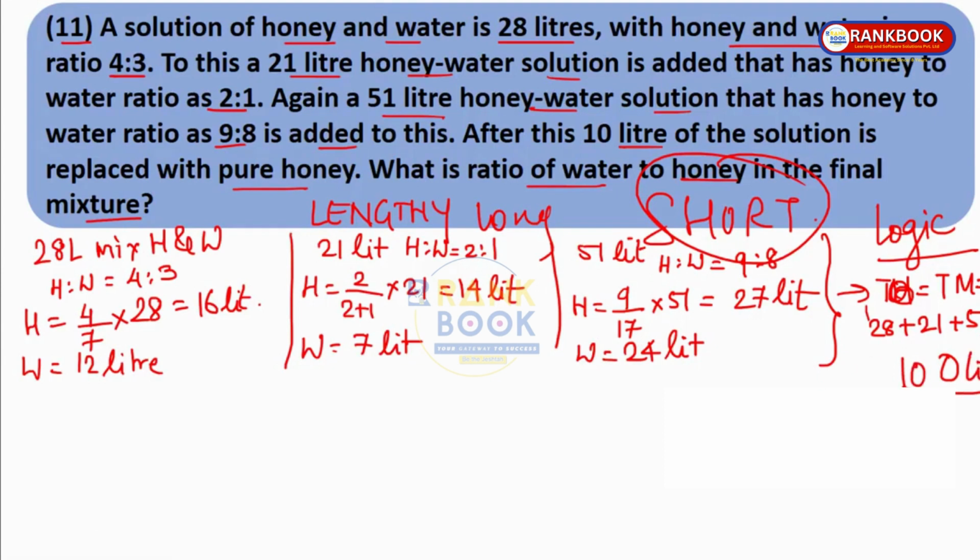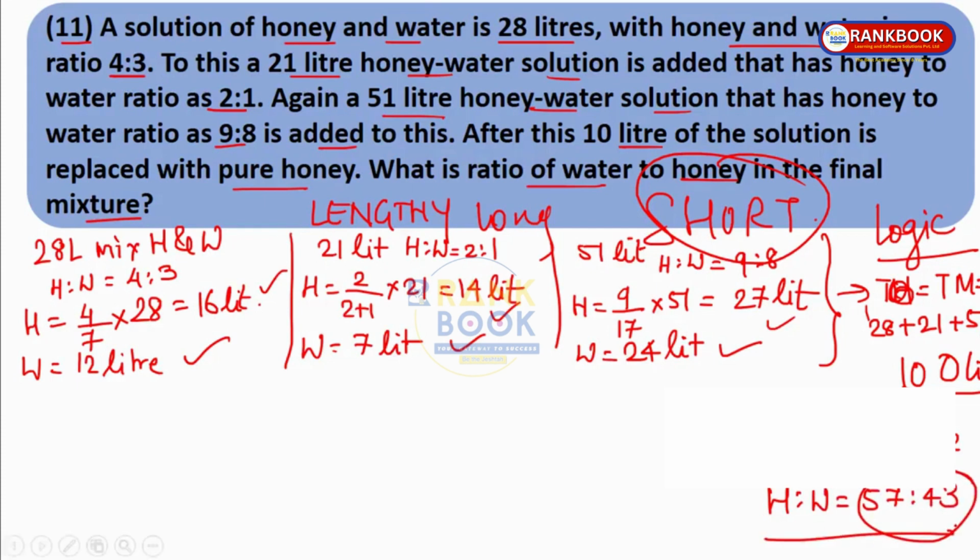Now, how much is the total honey? It would be 16 liters plus 14 liters plus 27 liters. That comes out to be 57 liters. How much is the total water? 12 liters plus 7 liters plus 24 liters. That comes out to be 43 liters. Or you can simply say 100 liters minus the total amount of honey, that is 57. You'll get 43 liters of water. So in the mixture of 100 liters, what is the ratio of honey is to water? 57:43. Just remember this. Okay.